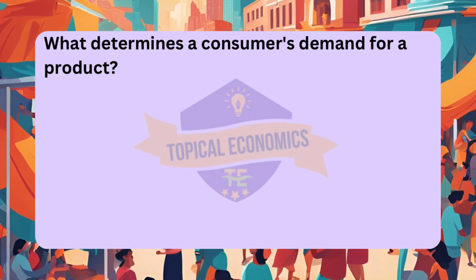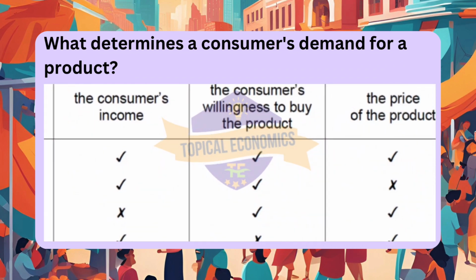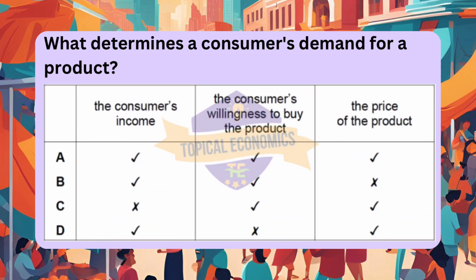What determines a consumer's demand for a product? This question is from year 2021 May-June version 2. The correct answer for this question is option A. First, the consumer's income. As a consumer's income increases, they have more purchasing power, which generally increases their demand for goods and services. Conversely, if a consumer's income decreases, they may demand fewer goods. This is a fundamental principle in economics known as the income effect.